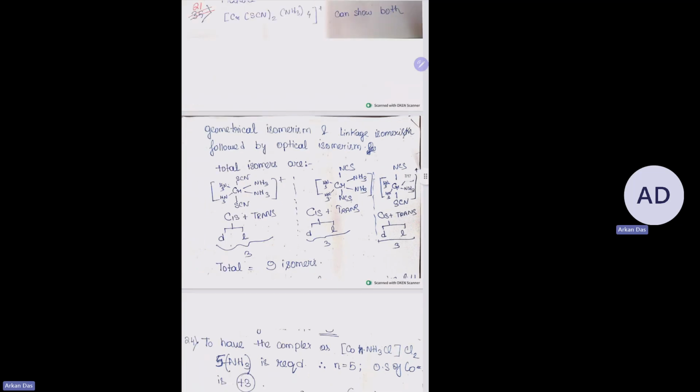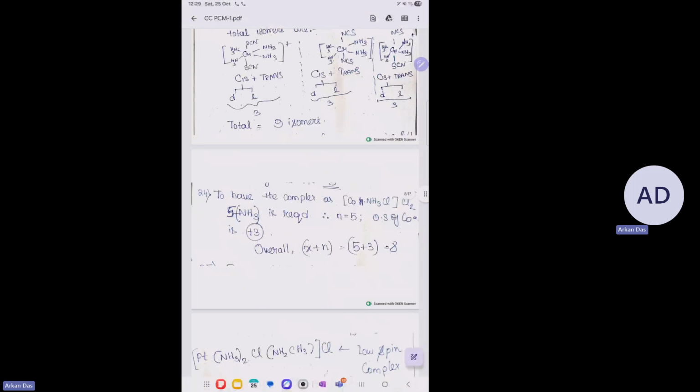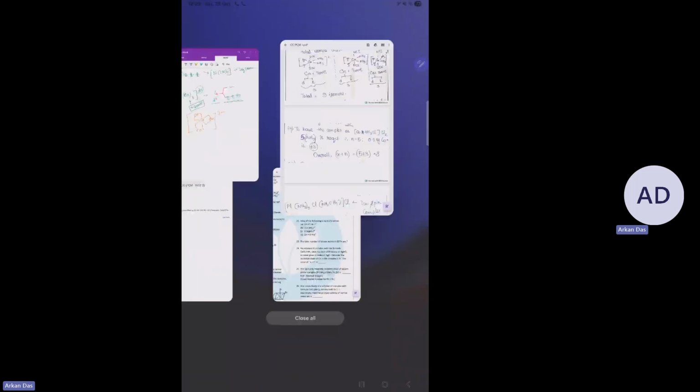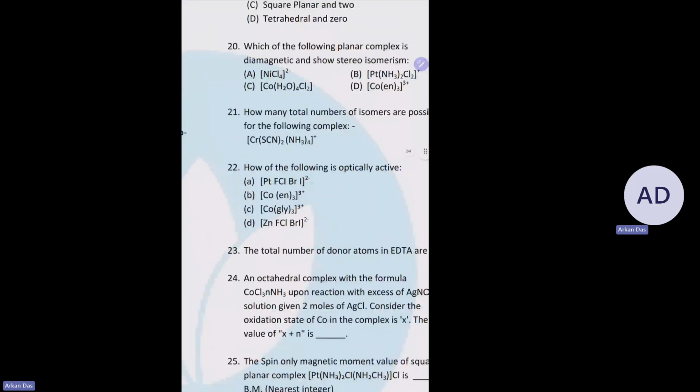Next question, 22. Which of the following is optically active? Now here, you can easily understand this in this question. Platinum is arranged with 4 different ligands, so nothing can give you a plane of symmetry. We have already seen Co(en)3. You can draw and see it also can't give you any plane of symmetry. Neither can glycine. Finally, zinc has all 4 ligands different, so it cannot have any plane of symmetry. So all 4 of them are optically active.